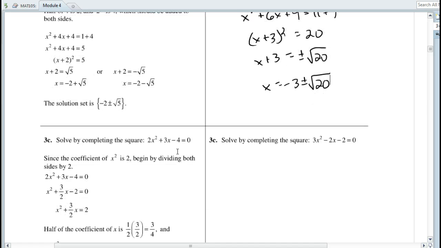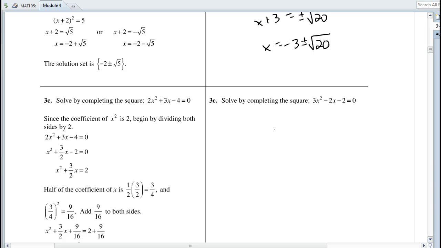Alright, next one is kind of interesting, completing the square. Again, let's just move that 2 to the other side.